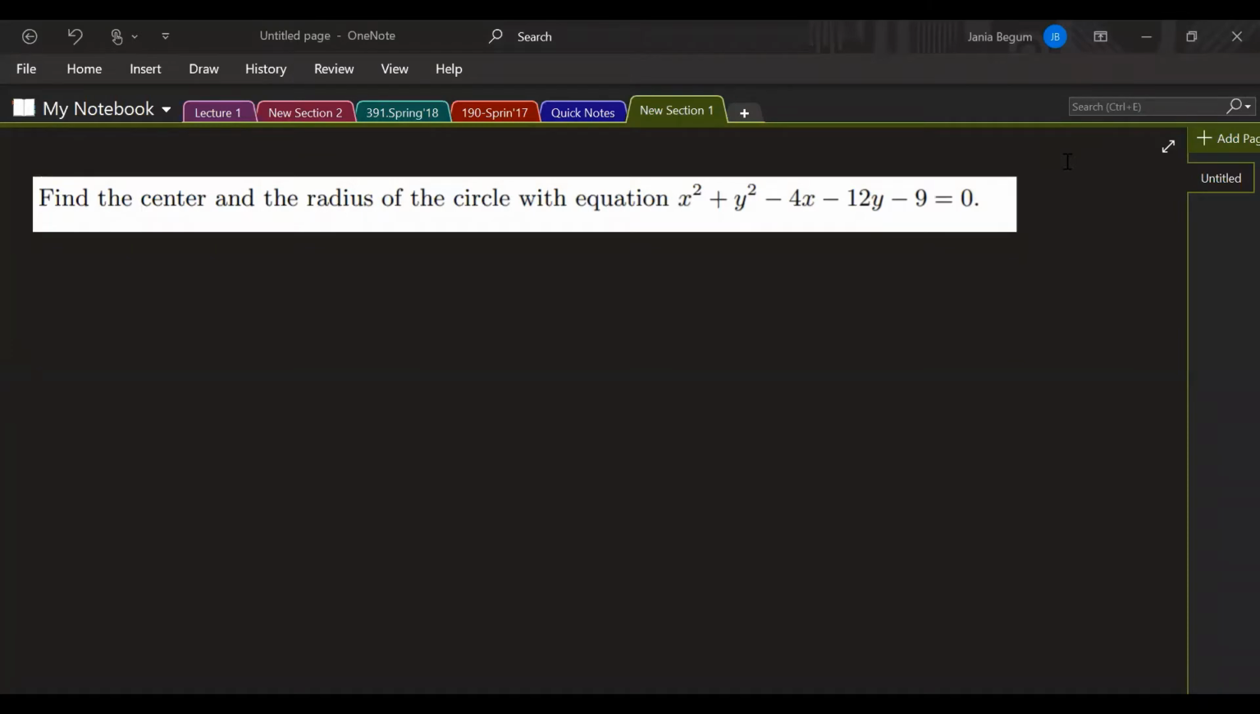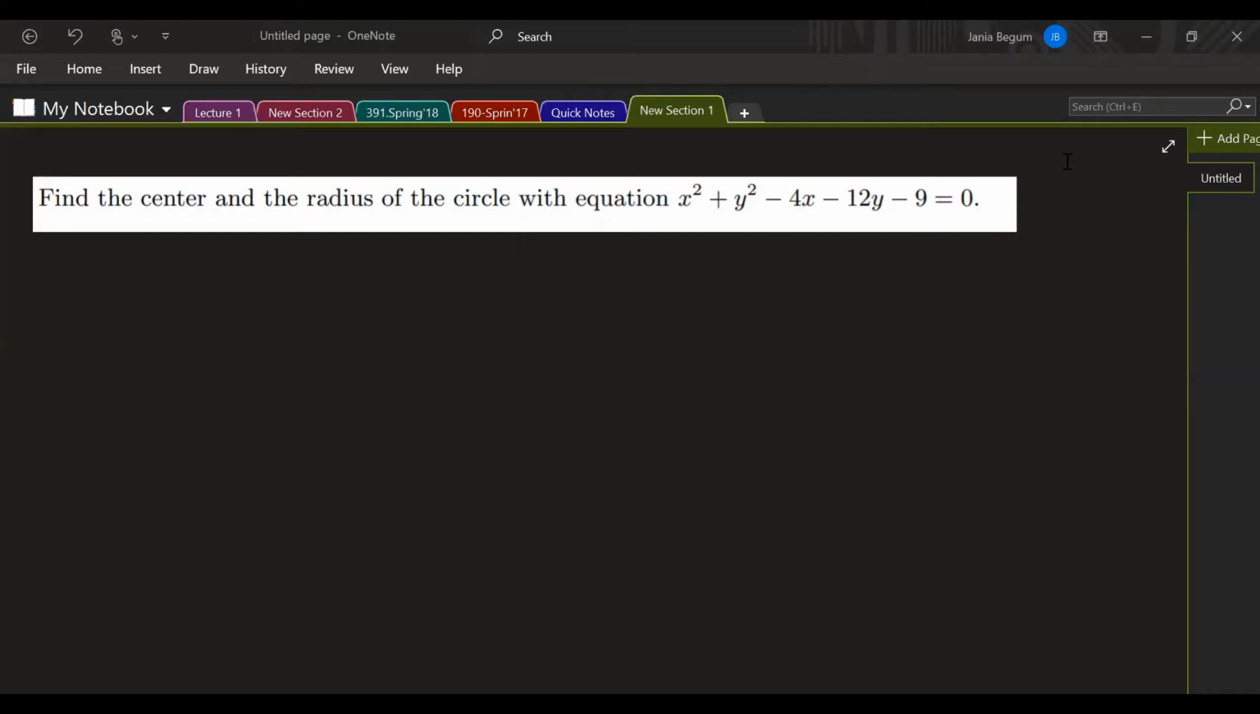All right, so let's look at this example. We want to find the center and the radius of the circle with the equation x squared plus y squared minus 4x minus 12y minus 9 equals 0. So what do you want to do? You want to group the x terms together and y terms together and move the constant term to the other side.